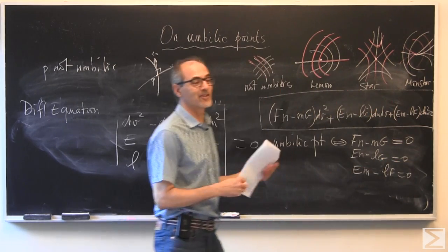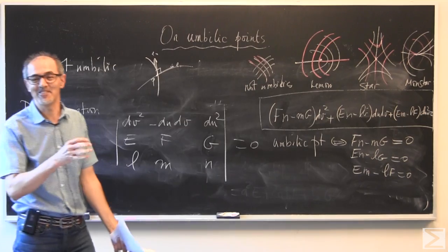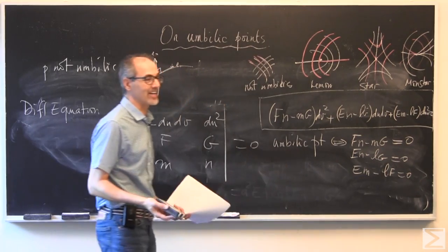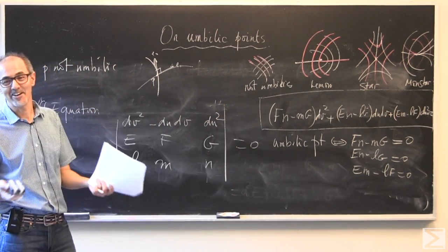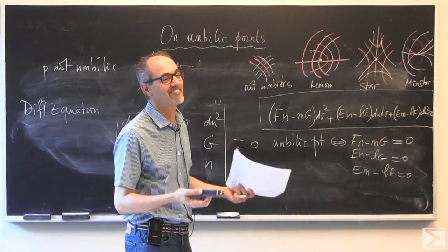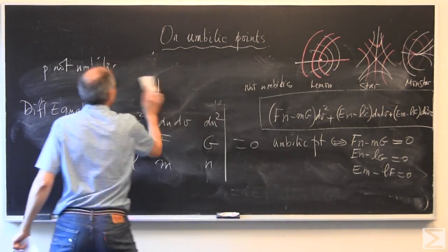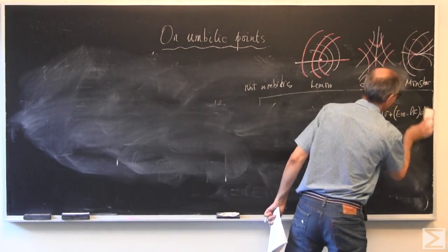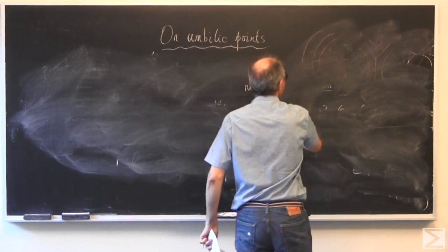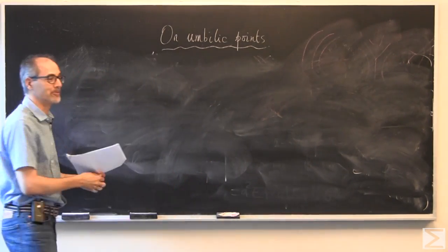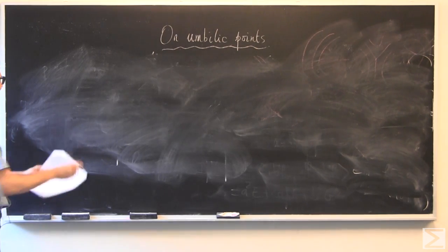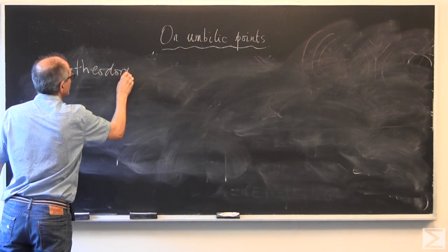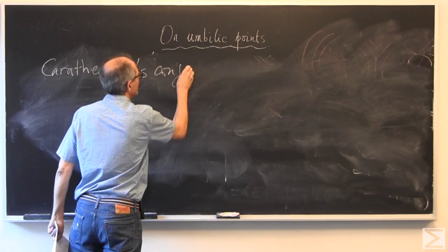Anyway, back to umbilic points. So I have a surface. In general, there are some points that are umbilic. If I take a closed surface which is convex, like a sphere, every point is umbilic, so I have at least two. And there is this conjecture. It's all elementary, but it can get so complicated that the problem has been open since 1924. The Carathéodory conjecture.